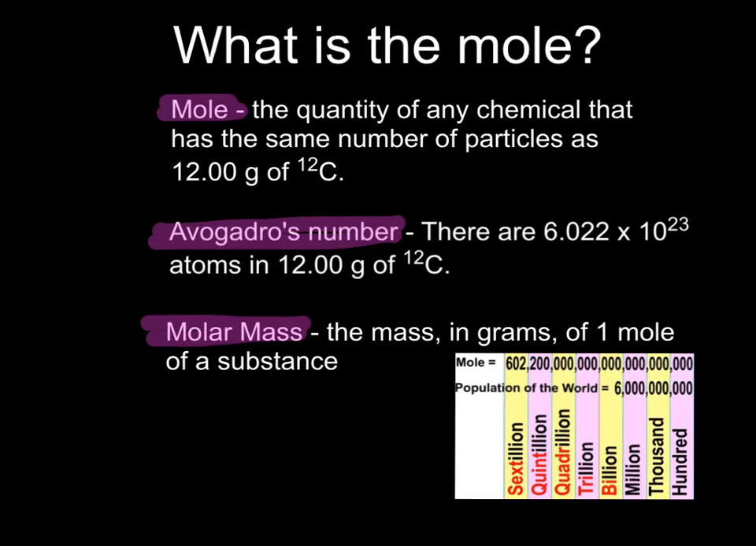And when we talk about 1 mole of that substance, then we're talking about the mass of 6.022 times 10 to the 23rd atoms of that substance. Just to show you exactly how big this number is and exactly how many atoms there are involved, or particles, for 1 mole, the population of the world is estimated to be about 6 billion people. 1 mole of any substance contains 602 sextillion, 200 quintillion particles. OMG, people, that's a lot of particles.